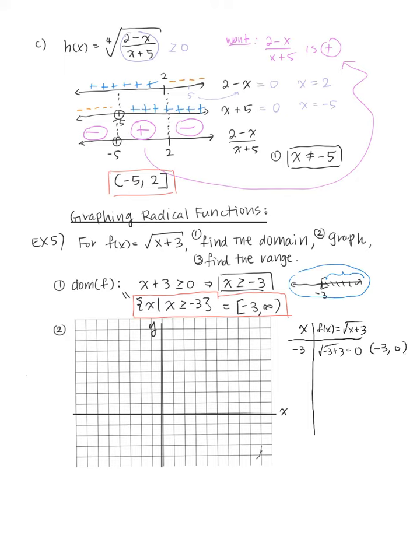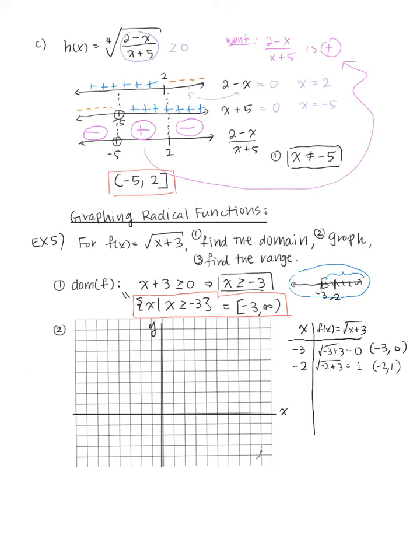All right, now let's go with maybe x equals negative 2. Oops, that's a negative, sorry. All right, now if I plug in negative 2, we're going to have negative 2 plus 3 square rooted, which is square root of 1, which gives us 1. So here, in terms of an ordered pair, we can write this as negative 2 comma 1.